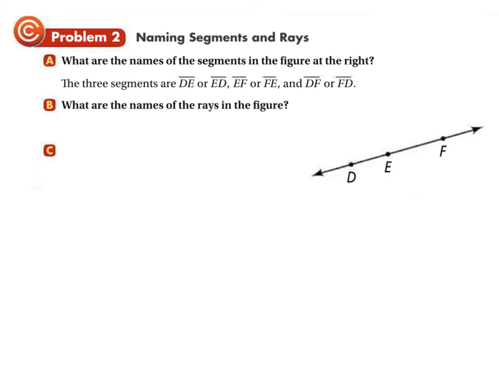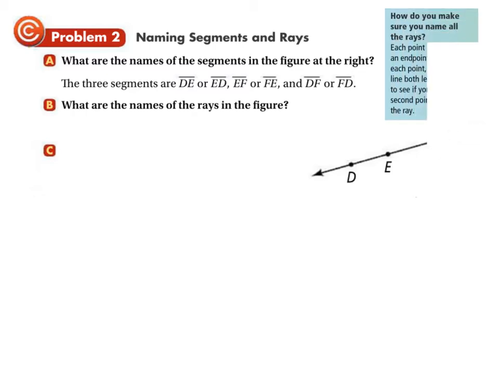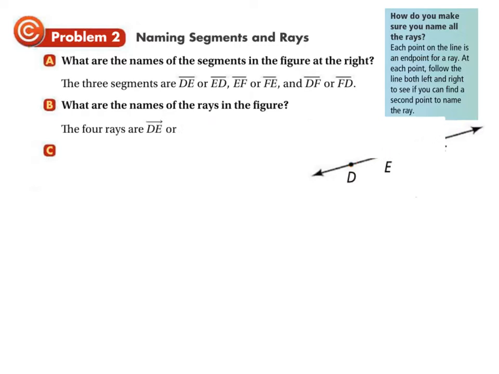The next question we're going to answer is, what are the names of the rays in the figure? And how do we know if we're going to name all of the rays? Well, we have endpoints at the end of each ray, so let's go to each point right here, and from there go in each direction and see if we can name a ray. So from here, D, we can't go in this direction, but we can go this direction. We can either say DE or DF, it's the same ray, same endpoint D, and passing that way. Okay, so DE, also known as DF.